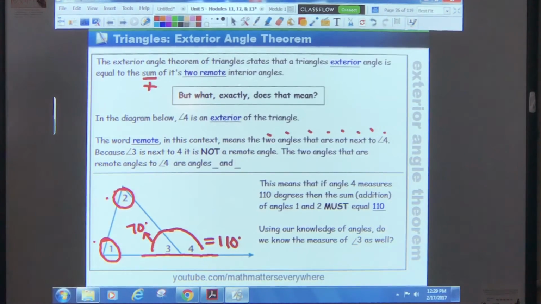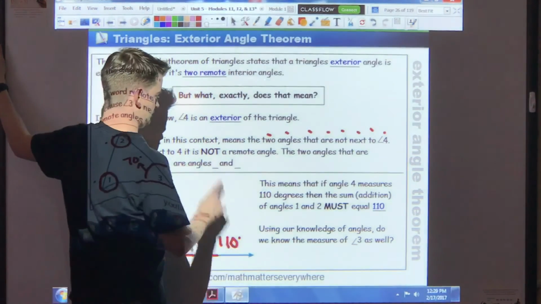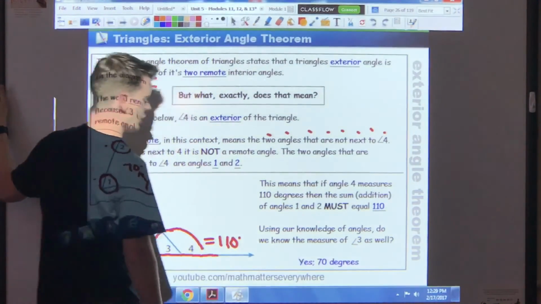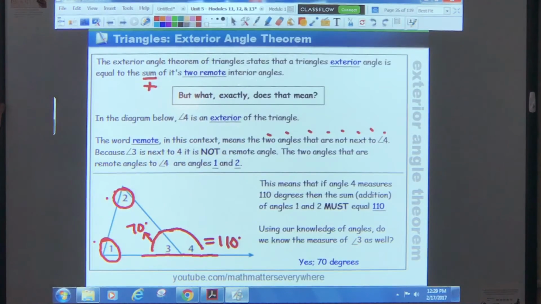All right, so let's take that piece of knowledge, that little nugget, and let's ask a question about it. You didn't fill in those blanks. Which blanks? 1 and 2. Okay. And what about this blank right here? Yes, 70 degrees. I already knew it.